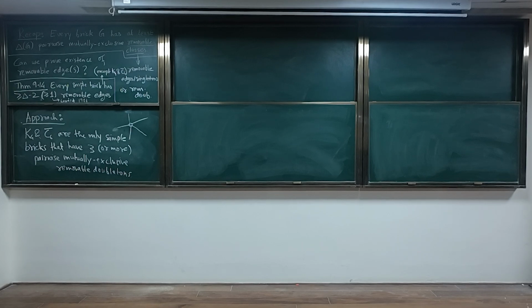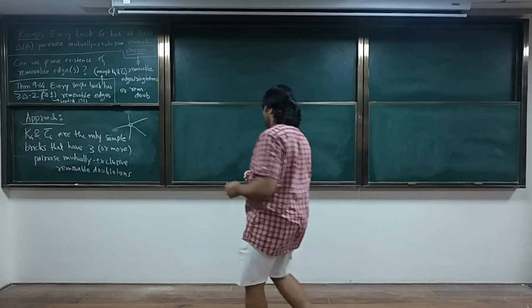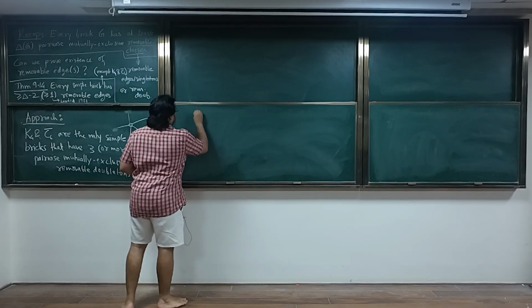I was thinking of something stronger, but then I realized this proof uses something. I was thinking maybe we can say every vertex has a removable edge adjacent to it. Oh, but then I realized this goes into other vertices. Oh yeah, in fact, that is a good point. So, for example, the bicorn.